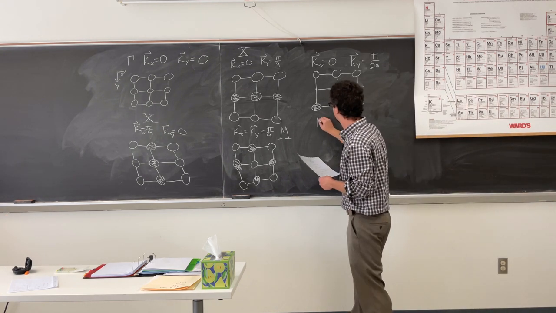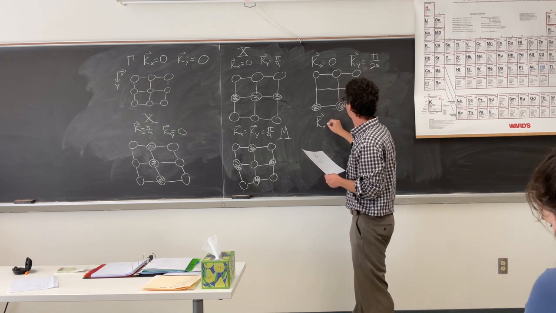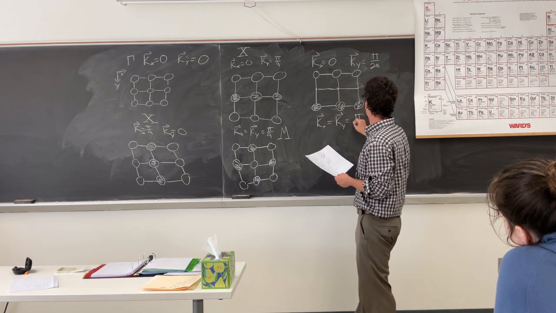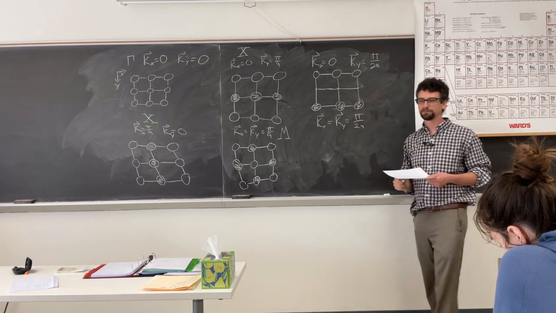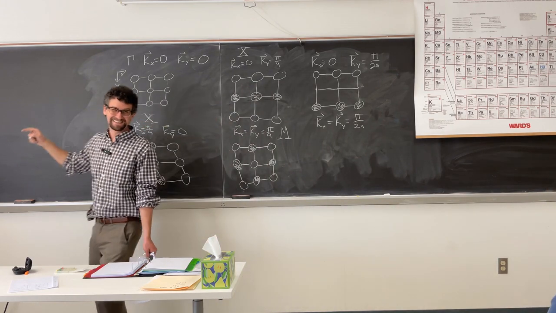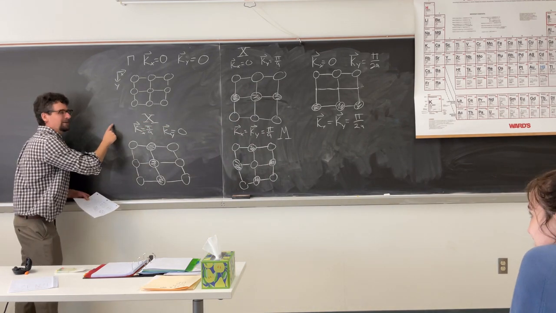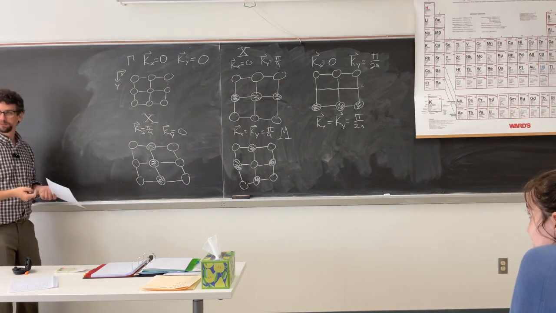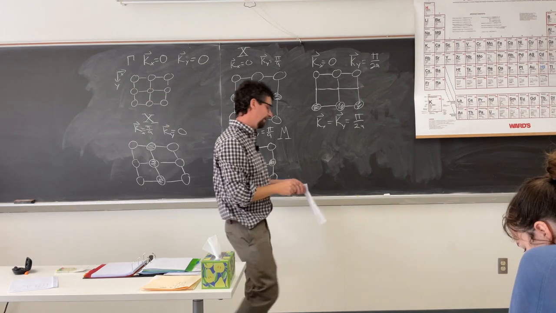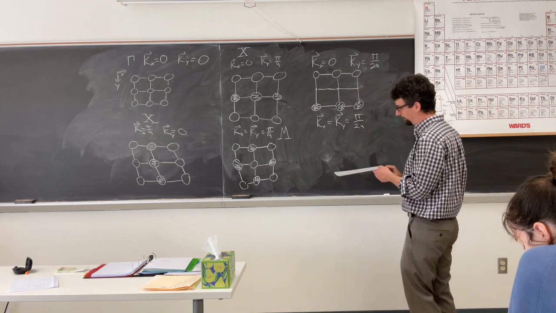Now, ky, pi over 2a. They're both equal to pi over 2a. So, oh, I lied to you guys. That's not the last one. That's where we would be drawing a triangle in reciprocal space. We'd be out in a different spot. What's this one going to look like?